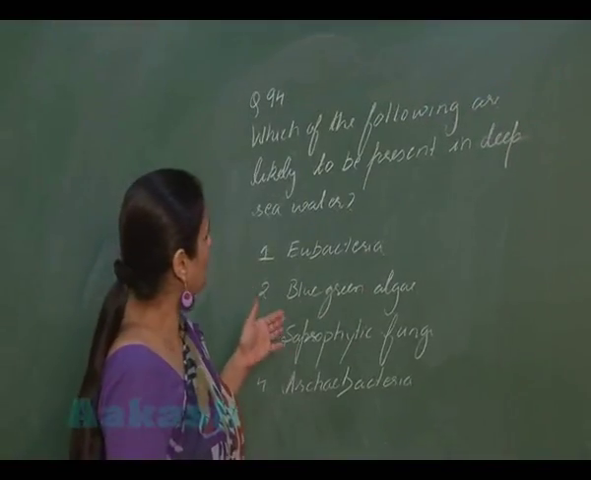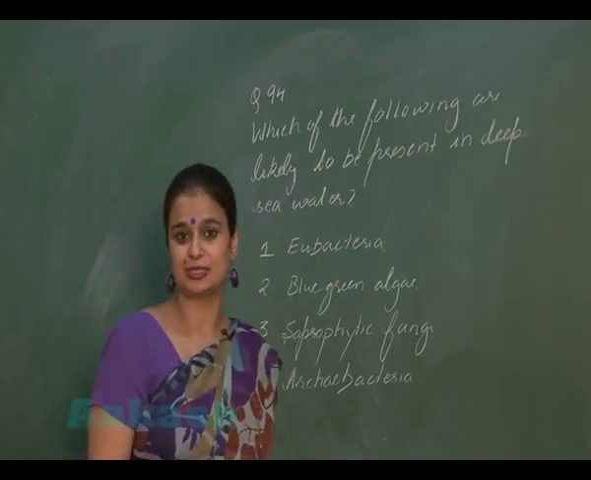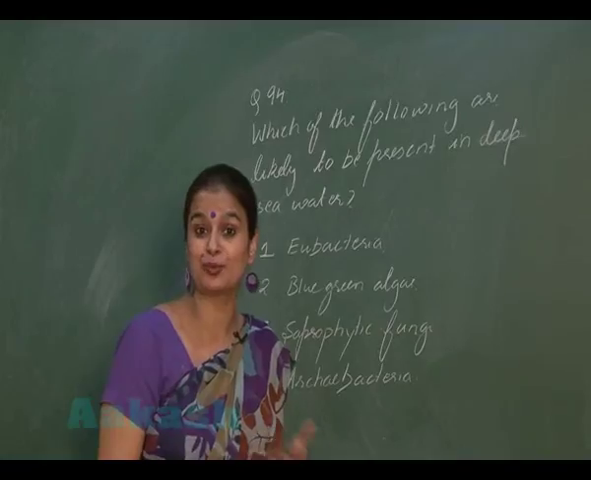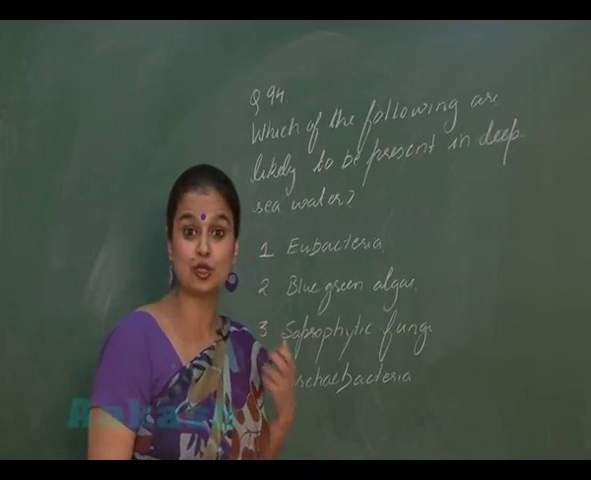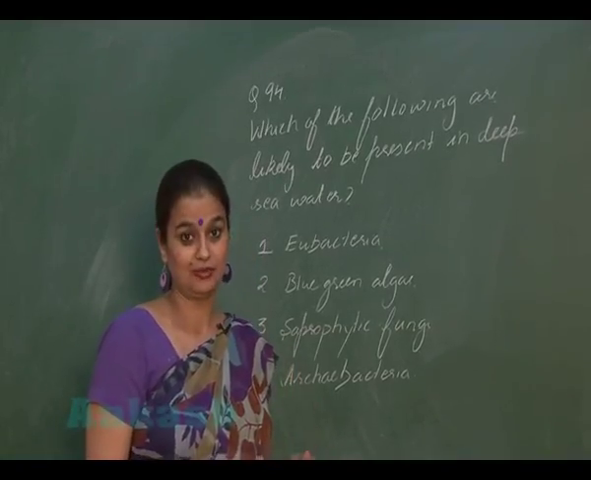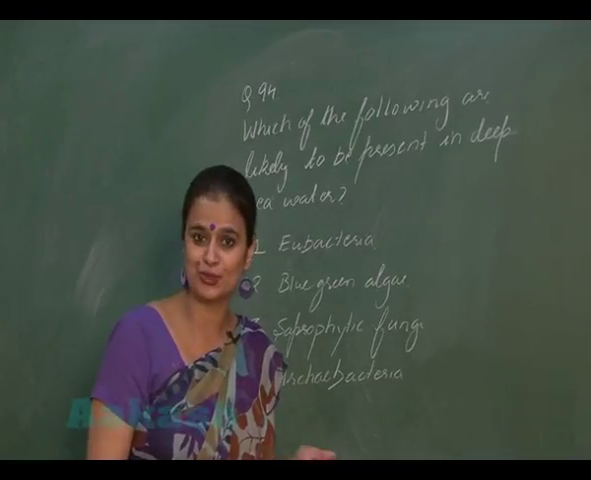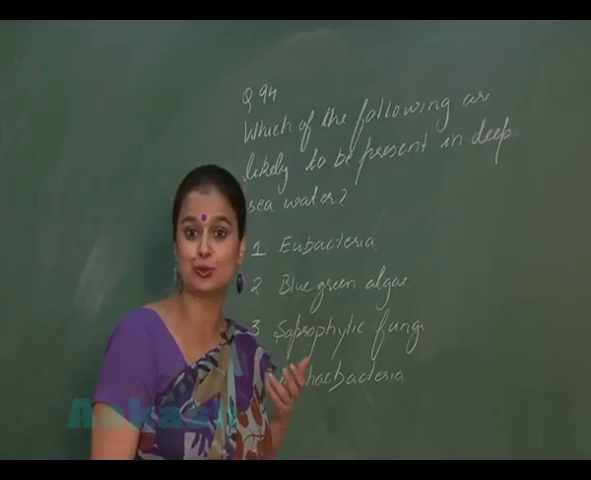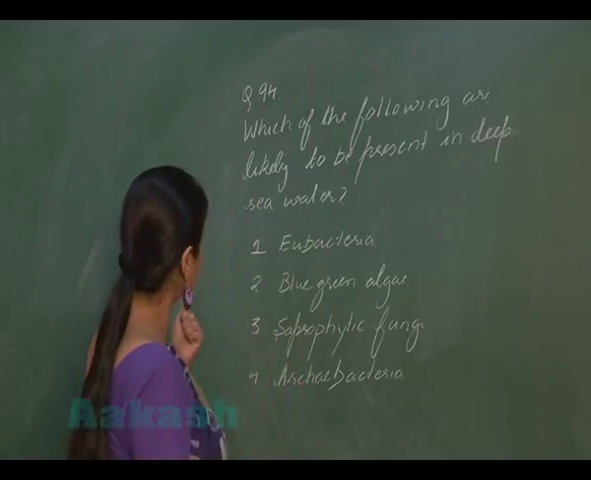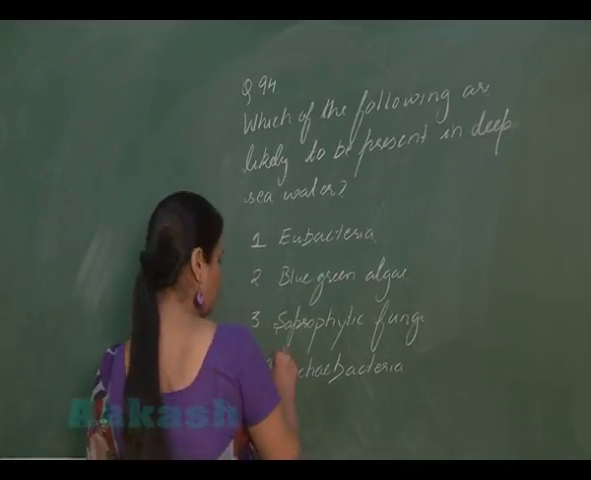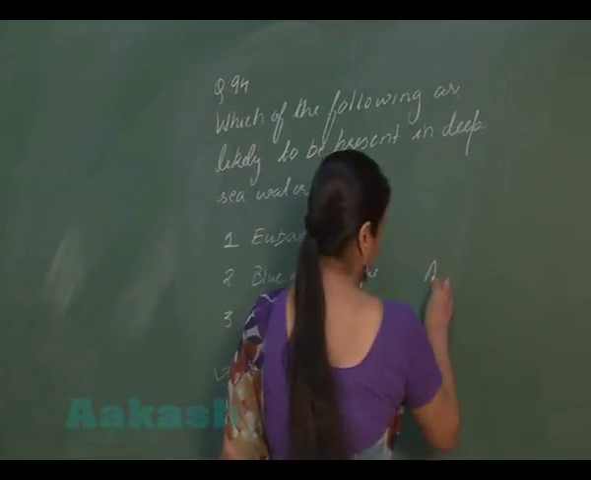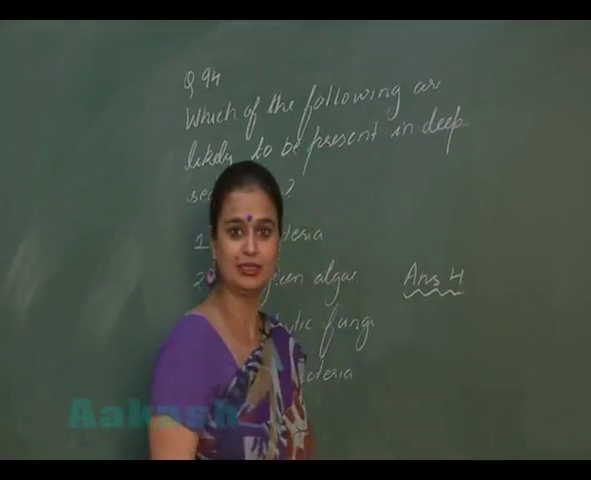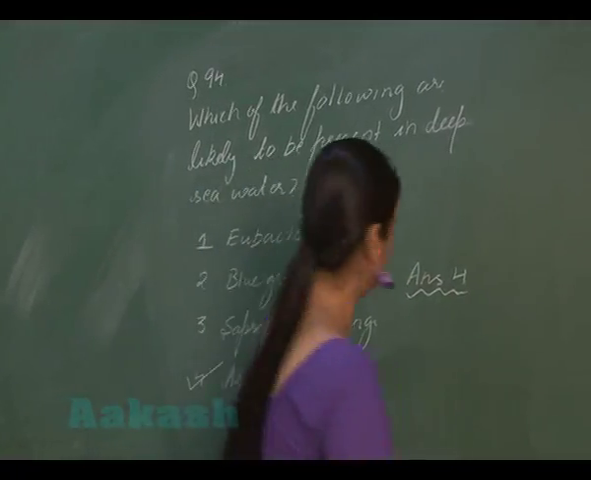Now, which of the following are likely to be present in deep sea water? You know that Archaebacteria are the most primitive bacteria which can tolerate stress conditions. They can be present in hot water springs, salty lakes, and deep sea hydrothermal vents. So for this question, the right option is 4, that is Archaebacteria. Fine. So now let's move on to the next one.